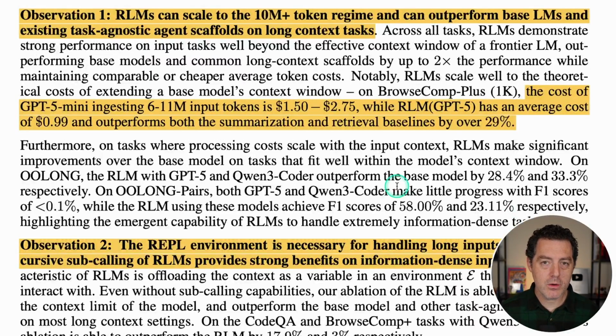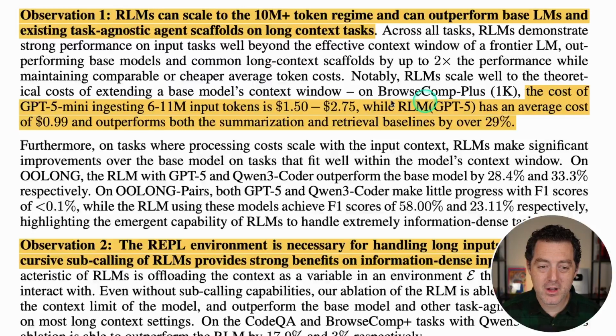So they have a number of observations from these tests. Let me walk you through them. All right, observation 1: RLMs can scale to the 10 million plus token regime and can outperform base language models and existing task agnostic agent scaffolds on long context tasks. But that's not the most impressive part.